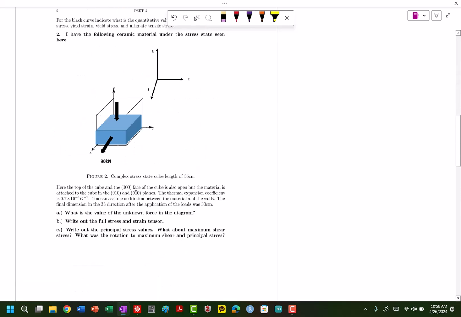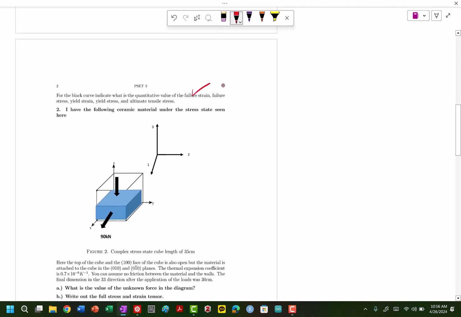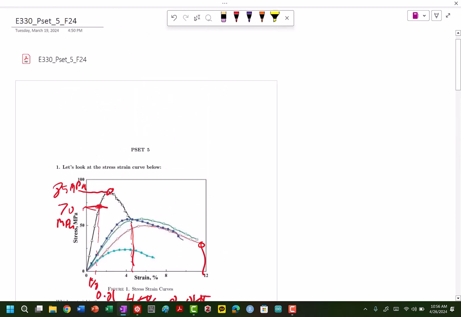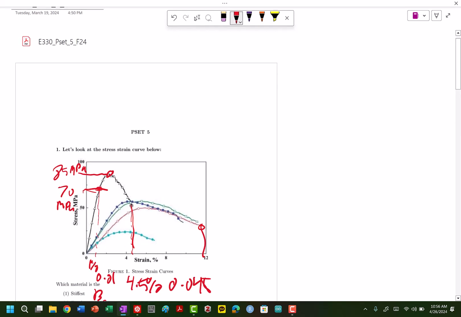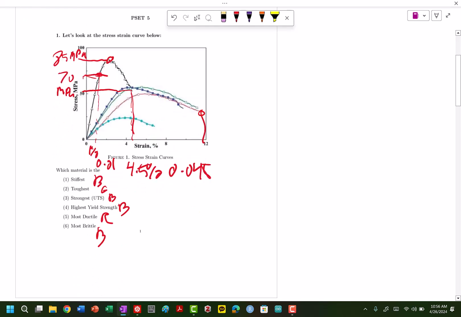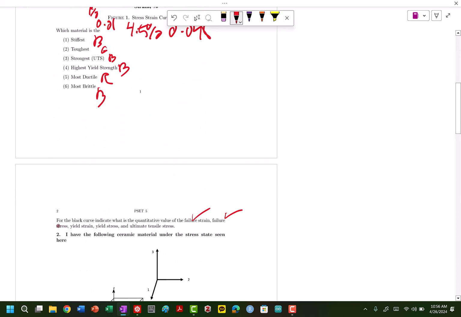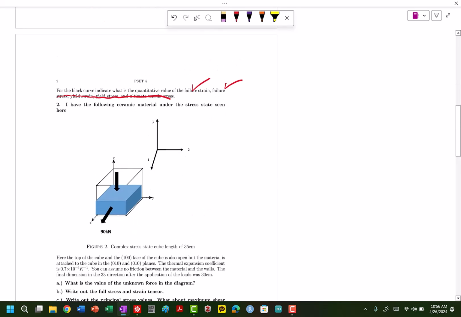And I think that's all that's required here. Failure strain, failure stress. Oh, failure stress, actually, yeah. So the stress at failure would be probably about right here, so about close to 50 megapascals. Yield strain, and all that other good stuff. Fantastic. All right, now let's get to some fun problems.